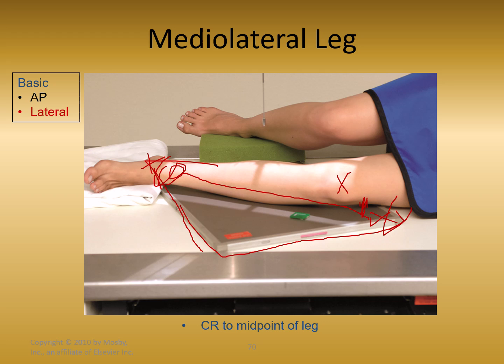If you have a patient with a leg that is so long that you cannot get both joints on one image, that's okay. You can get the upper leg on one and then use a smaller IR to get the lateral ankle joint and send both of those images together. That's perfectly fine.